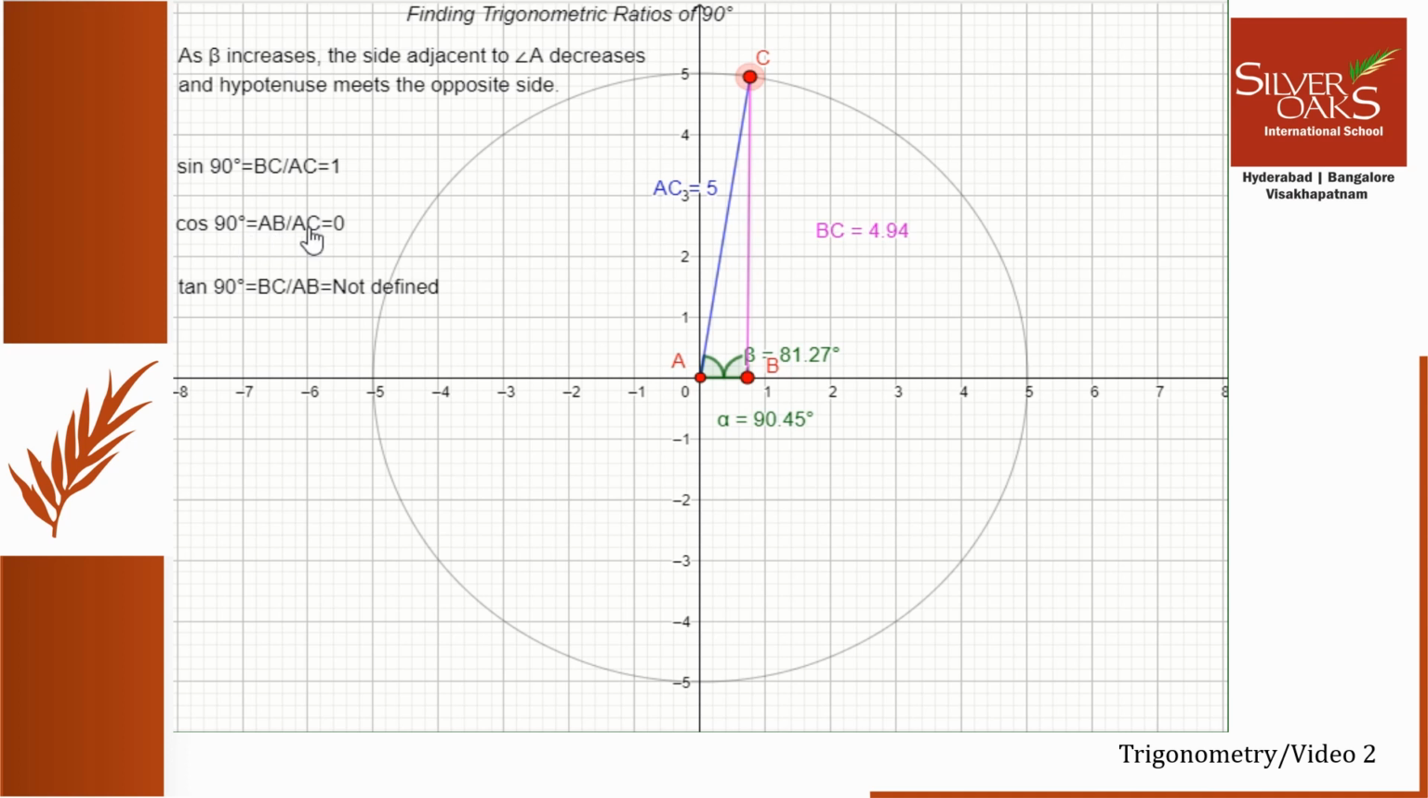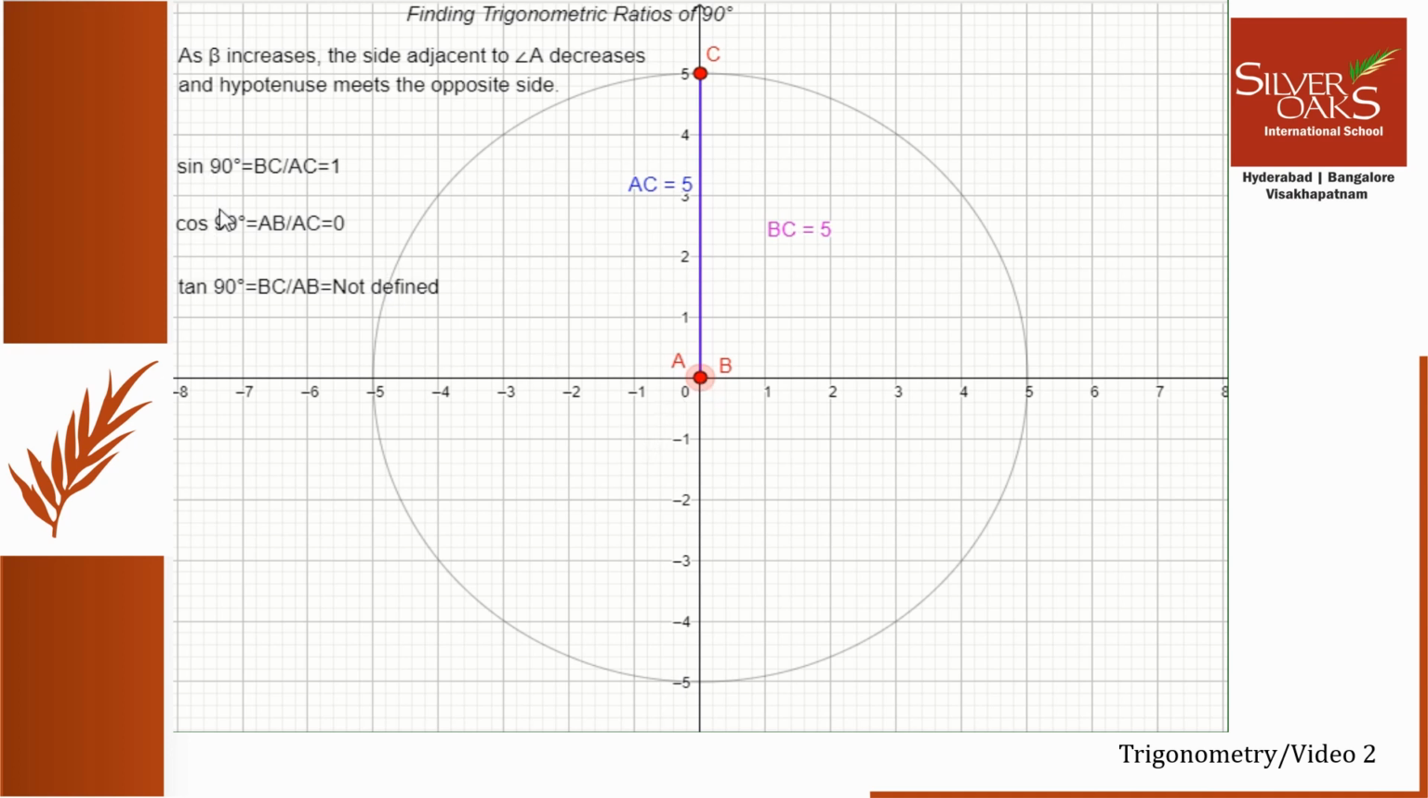Now what is cos 90? Cos 90 is AB by AC. Here AB is becoming 0 when angle is 90. So AB by AC is 0 by 5, which is equal to 0. Now let us see the tan 90 degrees. Tan 90 is BC by AB. BC is equal to 5 units and AB is becoming 0. So 5 by 0 is not defined.